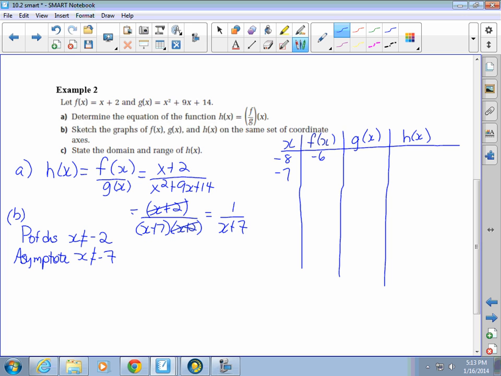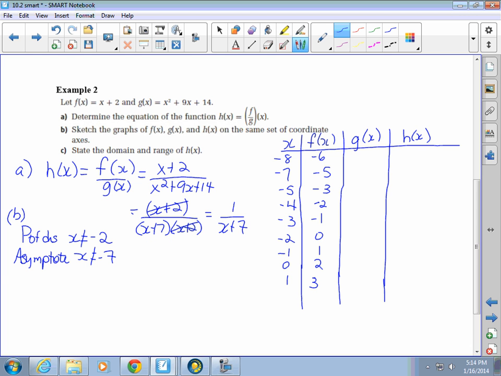If I do a -7, that gives me -5. Let me try -5. That gives me a -3. -4 gives me -2. Actually, I'm going to do all these. -3 is equal to -1. -2 is 0. -1 is 1. 0 is 2. And then 1 leaves me with 3.